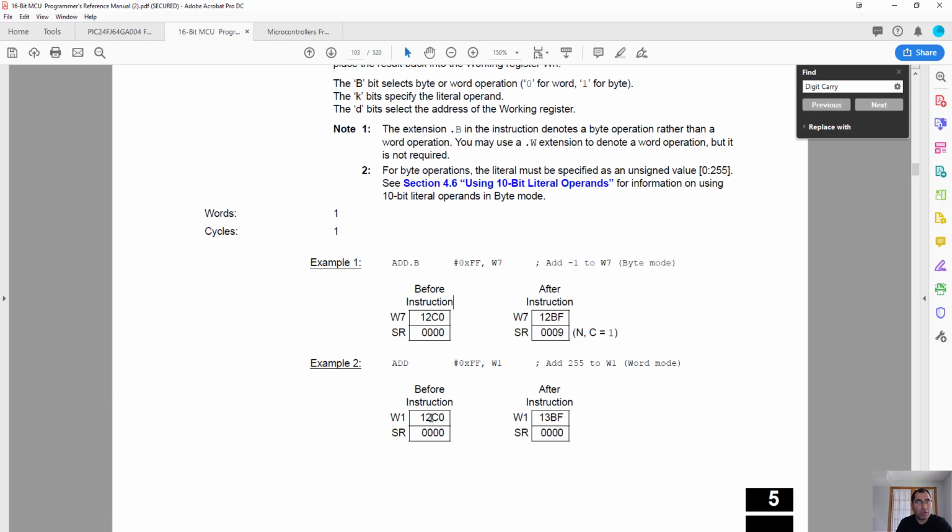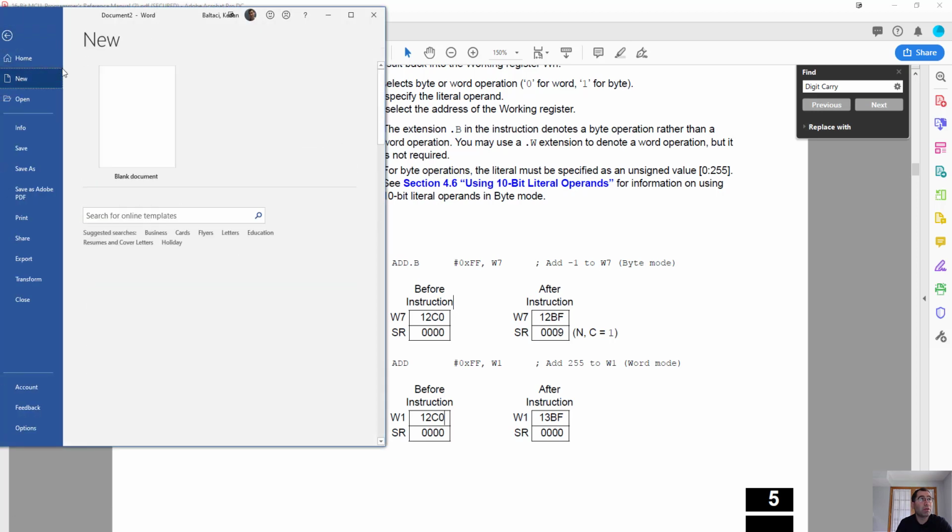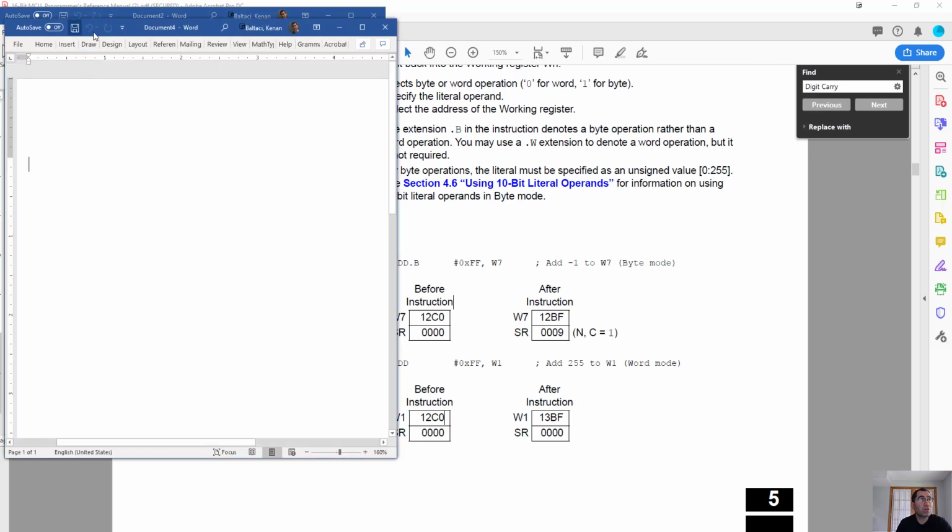You are adding the same content, W1 has the same content, and now you add FF on top of it. FF on top of it. Let me open another page.